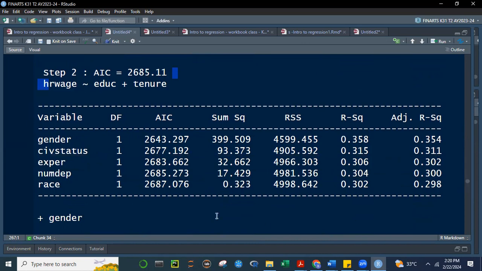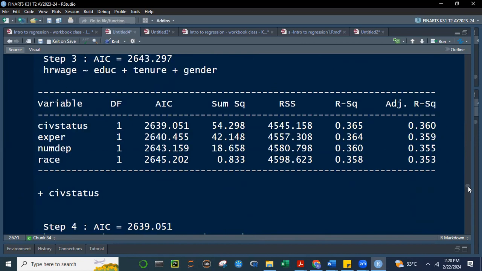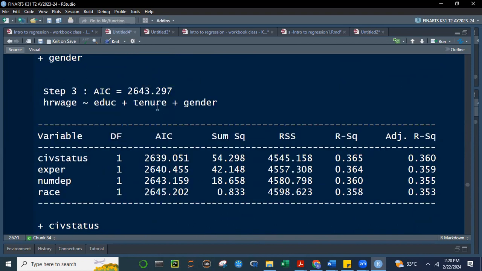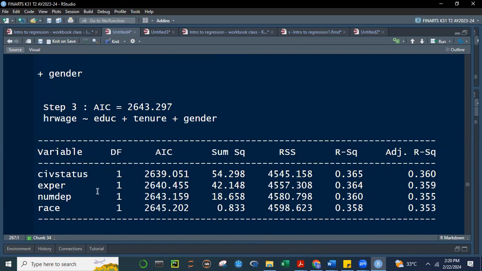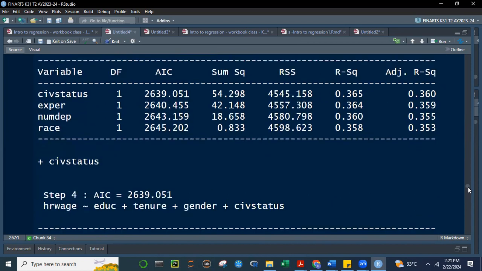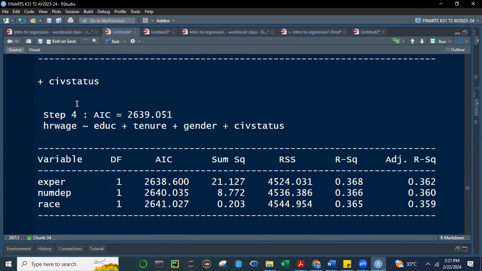Third step, class. Okay. Ano mangyayari kung itong mga ito papasok? Pinakamaganda si gender, kasi from 2685, magiging 2643 yung AIC natin. So, inadd si gender. Okay? So nung inadd si gender, ito na yung model natin: education plus tenure plus gender. Alright? Then yung mangyayari, class, ipapasok pa rin si civil status. Kasi 2643 tayo. Pag ipasok natin, sino yung pinakamaganda ipasok? Si civil status, kasi siya yung magbibigay sa atin ng lowest na AIC. Alright? So, plus civil status.